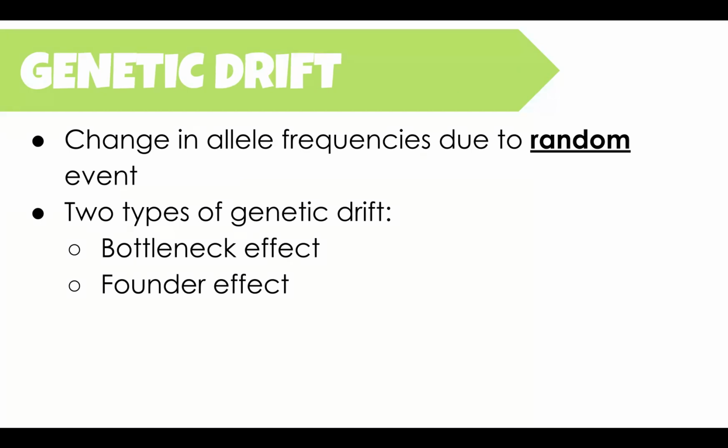Genetic drift is going to show similar change, but now, instead of an outside force putting pressure on which alleles are favored and which are not favored, we're talking about complete random events. So there are really two types of random events with genetic drift. There's a bottleneck effect and a founder effect. We're going to look at each of these and how they can randomly change allele frequencies.